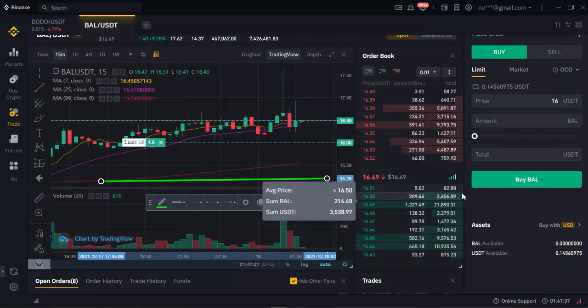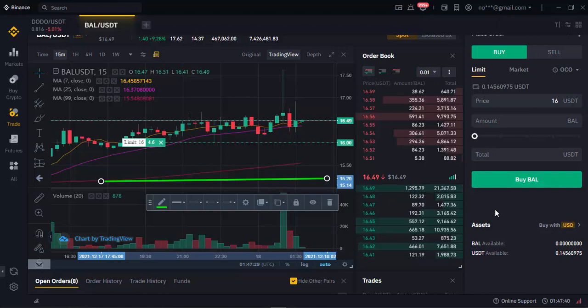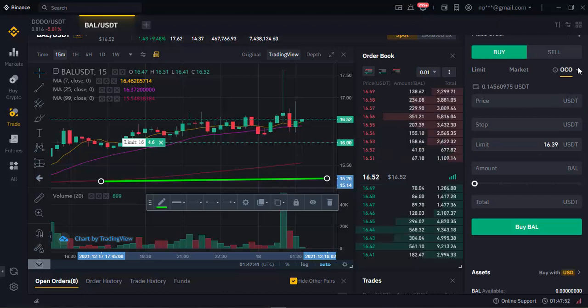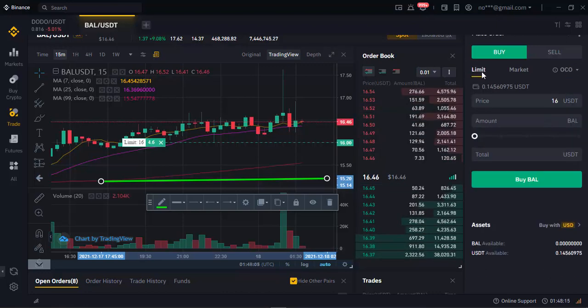So now I advise you to make use of mainly the limit order type, OCO order type, or stop limit order type. Why? Because while using the market price, you are going to pay higher transaction fees than using limit order type and other types of orders. Alright, so that is my advice or my suggestion. You use limit, not market. You use OCO or stop limit.